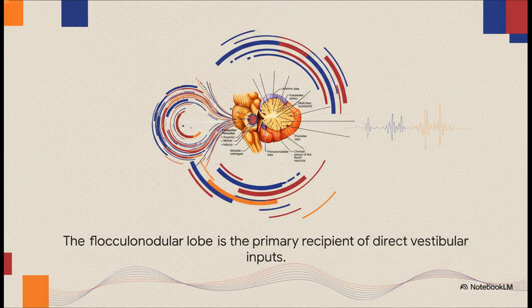Now, if we zoom in even closer, we find the flocculonodular lobe. You'll also hear it called the vestibulocerebellum. This is the most ancient part of the cerebellum, and it gets a direct, unfiltered feed from the vestibular nerve. Its job is super specific. It processes signals to make little adjustments to the VOR, and it helps the brain figure out the difference between tilting your head and moving in a straight line, which is a critical distinction.